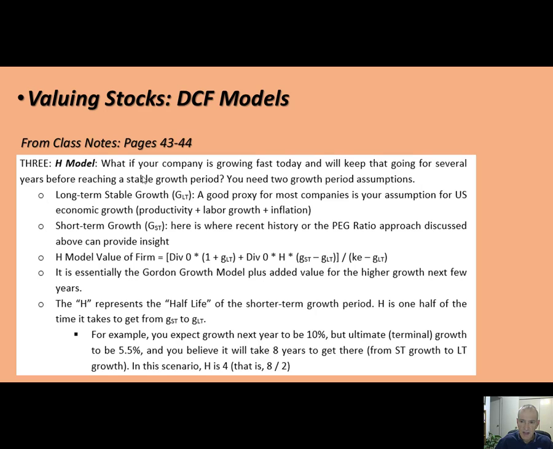For long-term stable terminal growth, usually I'm going to use some proxy of the U.S. economy. You remember we've talked about productivity plus labor growth plus inflation. We'll keep using those as our measure of how fast the economy grows, somewhere between 4 to 6% on a nominal basis, so we're including inflation. I'm not saying if I think the economy is growing at 5%, I'm going to use 5% for the terminal growth for every company.